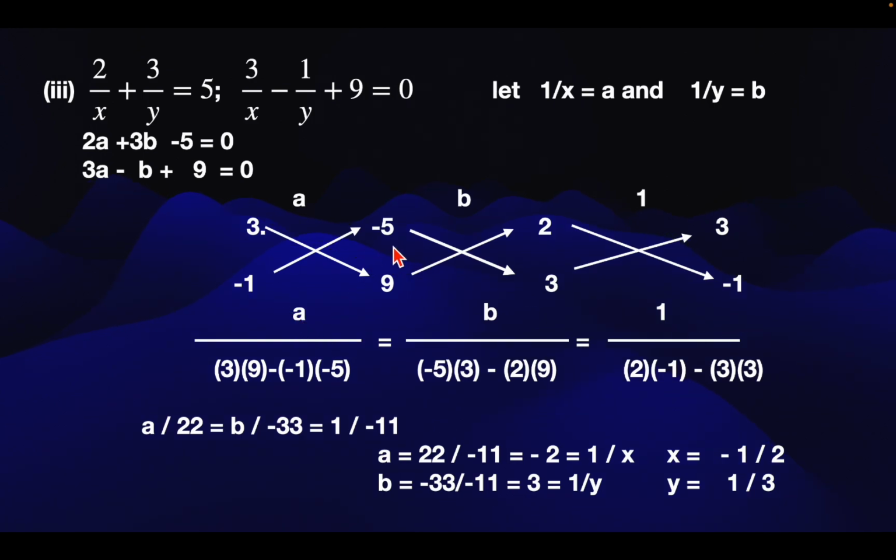Write it, put the arrows, write down a upon 3 into 9 minus 1 into minus 5, b upon minus 5 into 3 minus 2 into 9, 1 upon 2 into minus 1 minus 3 into 3. Simplify, you will get the answer a is equal to minus 2. But we know that a is 1 upon x. So this is equal to 1 upon x. So x is equal to minus 1 upon 2. Similarly, substitute for b, 1 upon y, the value. So y will be 1 upon 3.